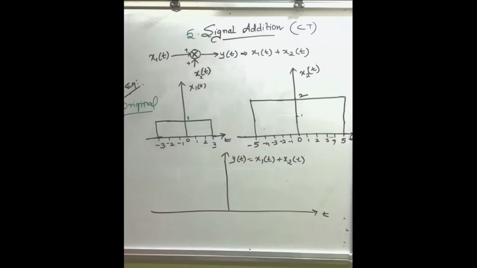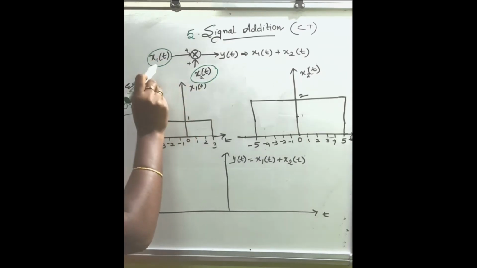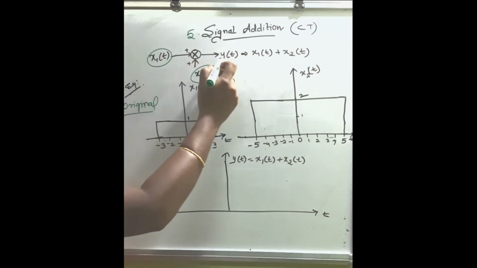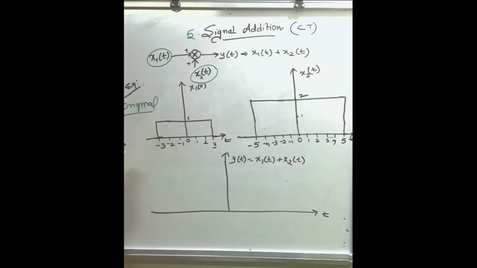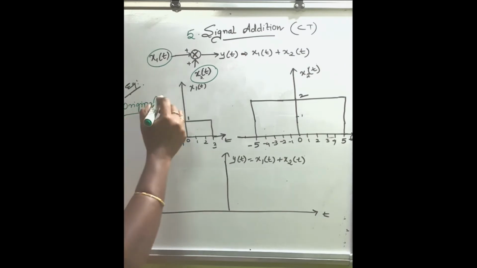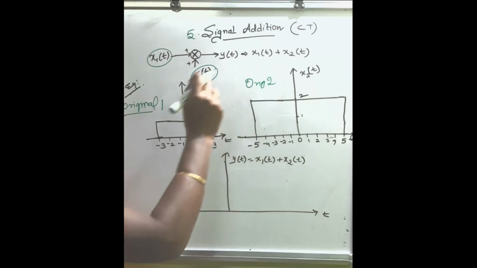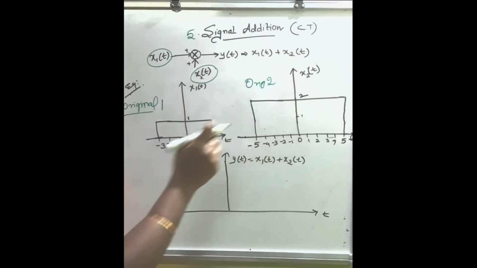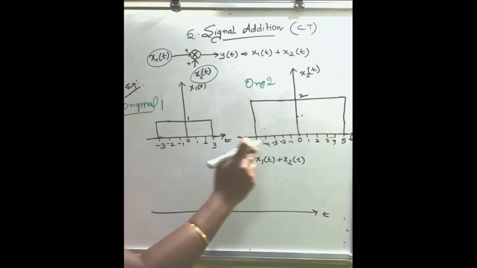Next is the signal addition for continuous time signals. Here we are going to consider two signals, x1 of t and x2 of t. When you add the two signals, the new output is equal to x1 of t plus x2 of t. Now consider the two original signals. This is original signal 1, this is original signal 2, x1 of t and x2 of t. Here we see there are two different amplitudes and two different time periods.